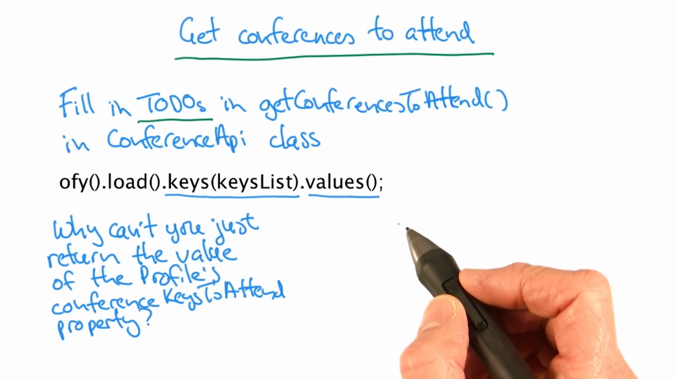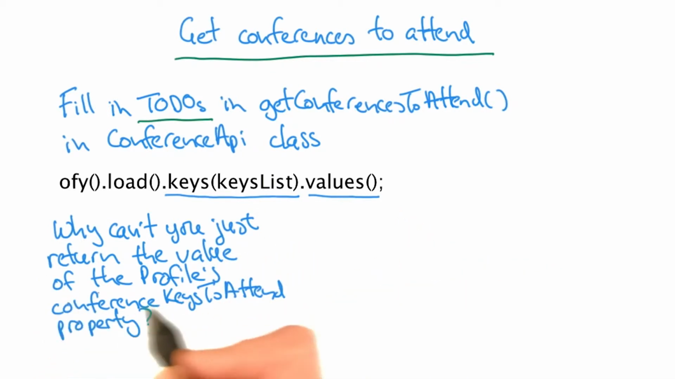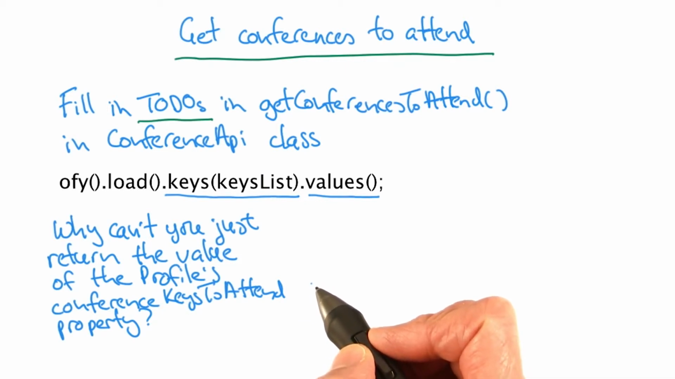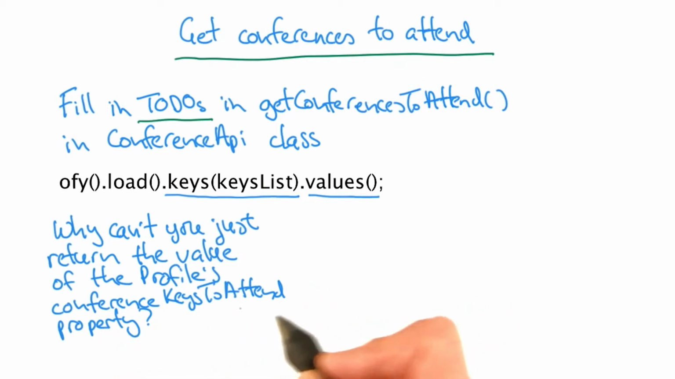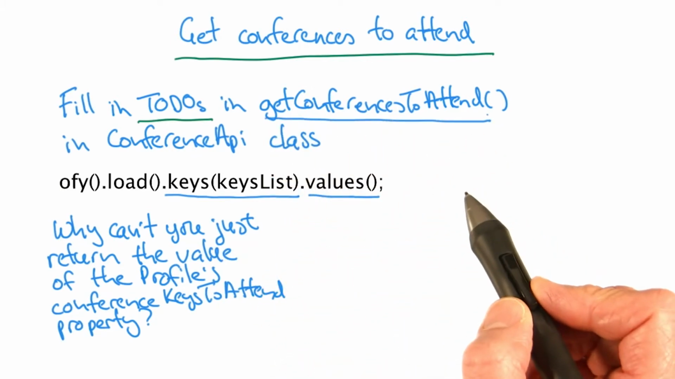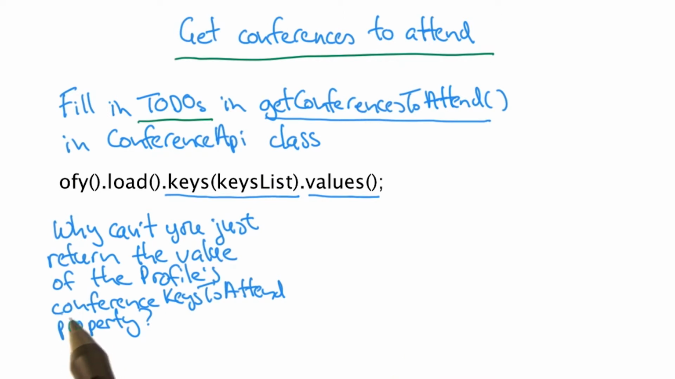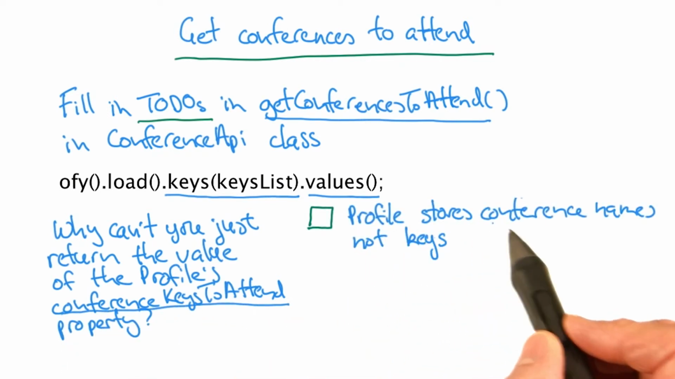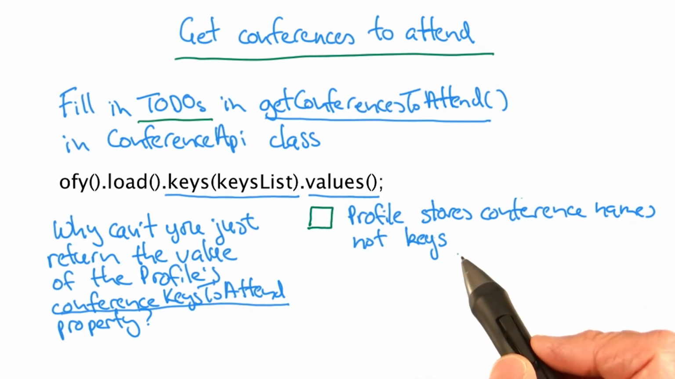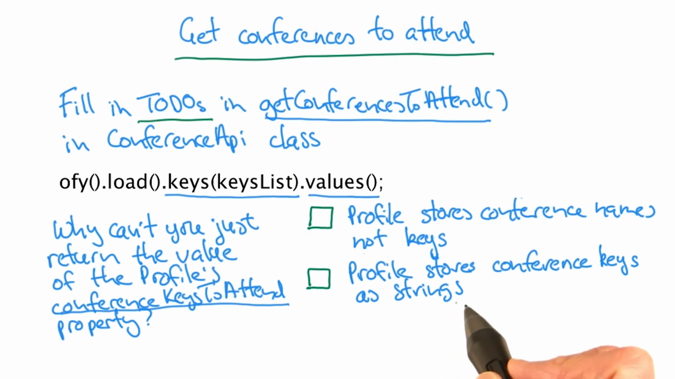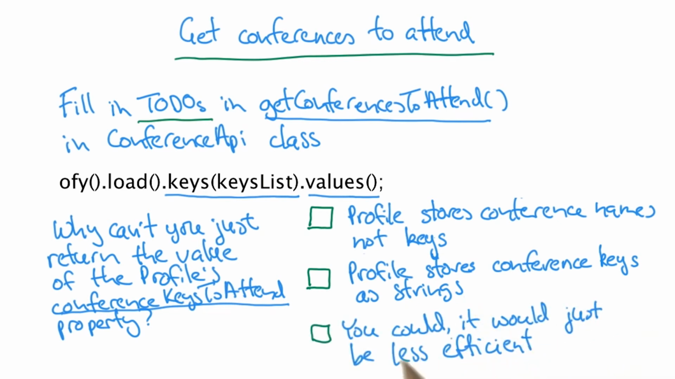Then I have a question for you. Why can't you just return the value of the profile's Conference Keys to Attend property? After all, we have this property, Conference Keys to Attend, so why can't Get Conferences to Attend just simply return Conference Keys to Attend? Is it because the profile stores conference names, not keys? Or is it because the profile stores conference keys as strings? Or in fact, you actually could do it, it's just a less efficient way to do it.